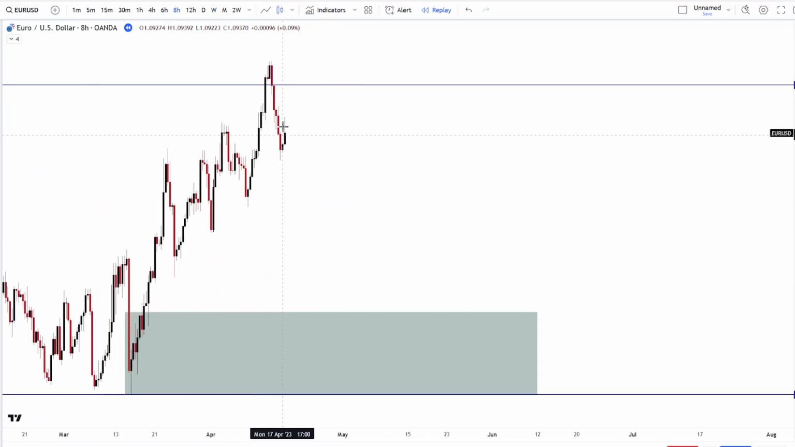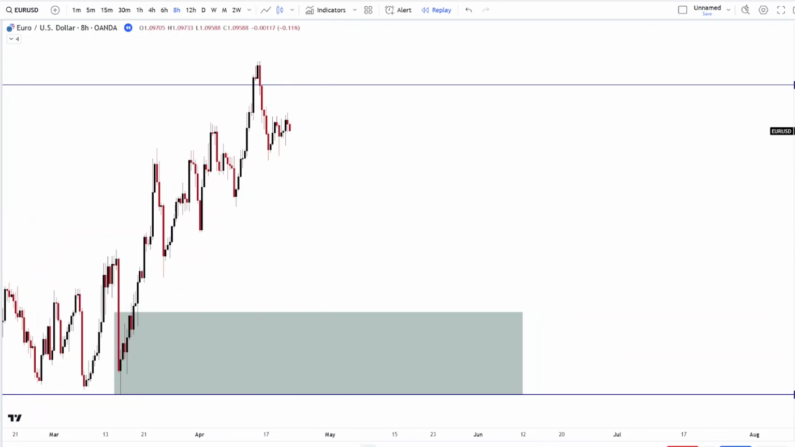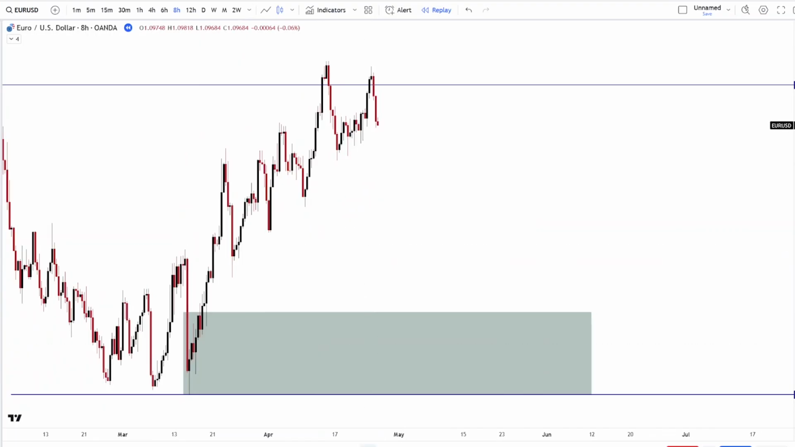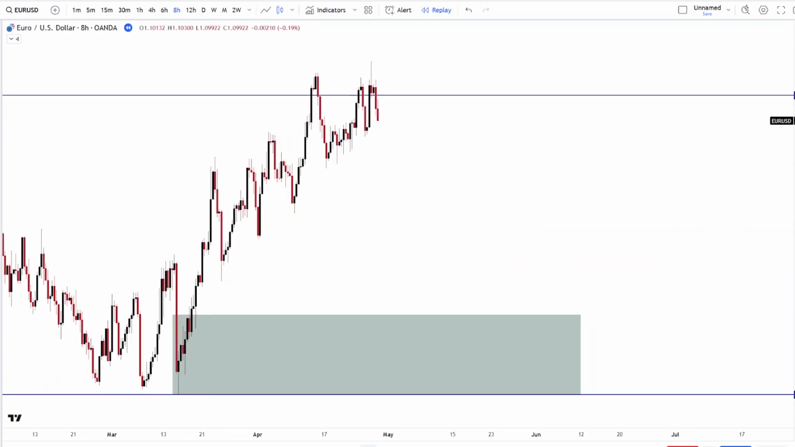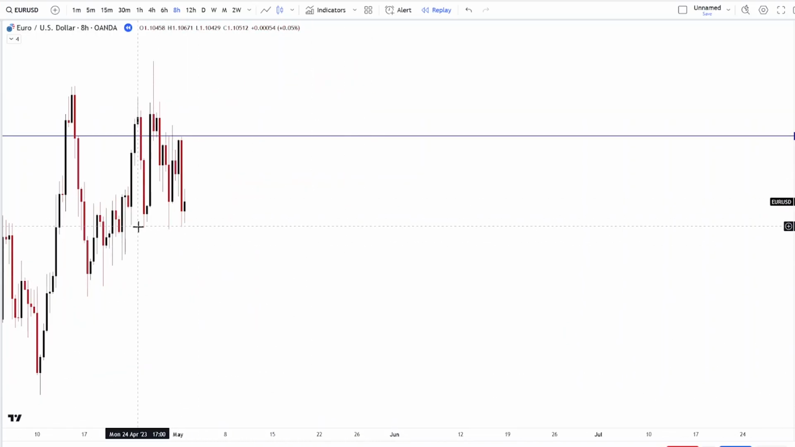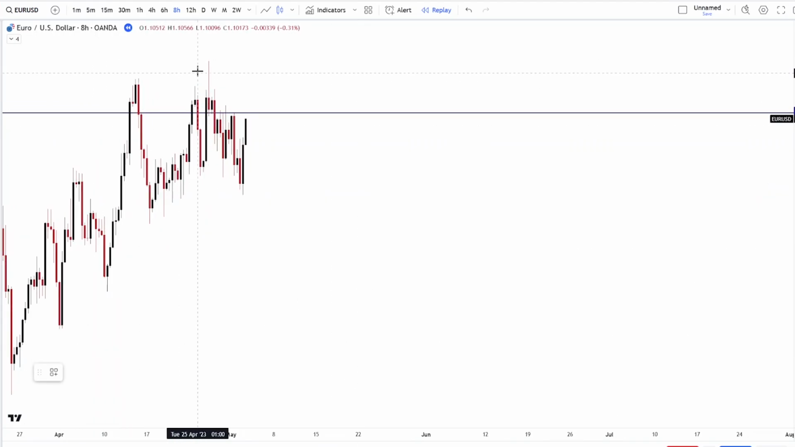So what are we waiting for here? We're waiting for a change of character. We're waiting for a break of structure. You had a rejection right here. And let's see if price breaks structure to start our swing process. So you had a break of structure right here with just the wick. Let's see if price comes back inside the range. Okay, now price has come back inside the range.